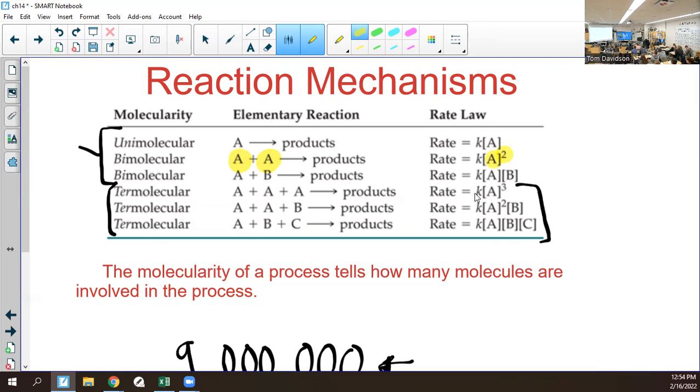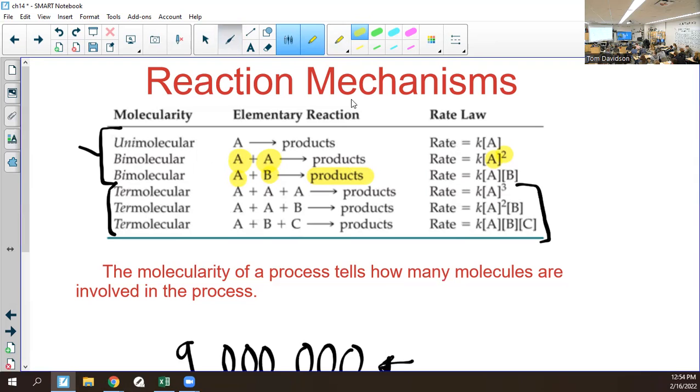Our exponent and our mechanism and molecularity are all going to be tied together. Okay, and this will hopefully make a lot of sense after we're done tomorrow. The second way to have bimolecular is to have A plus B making AB. And the rate law there would be rate equals k[A][B].